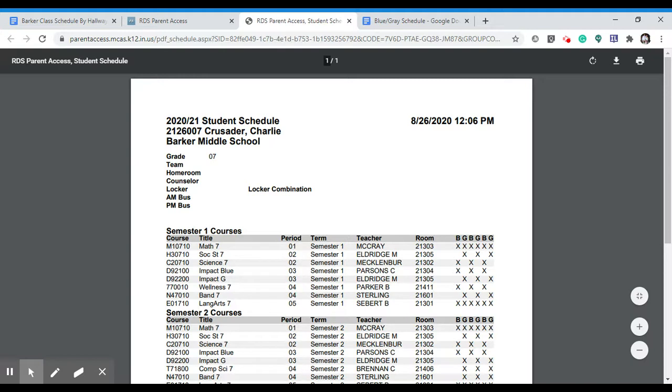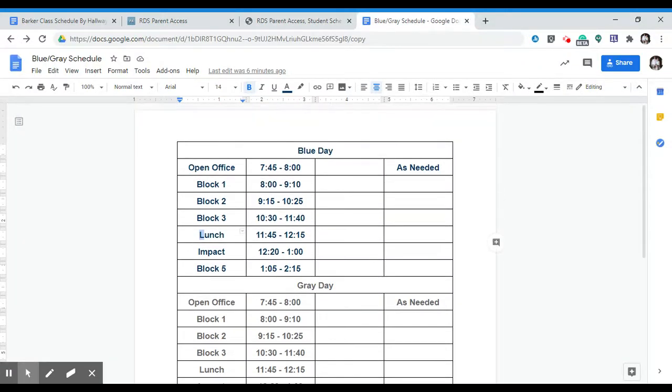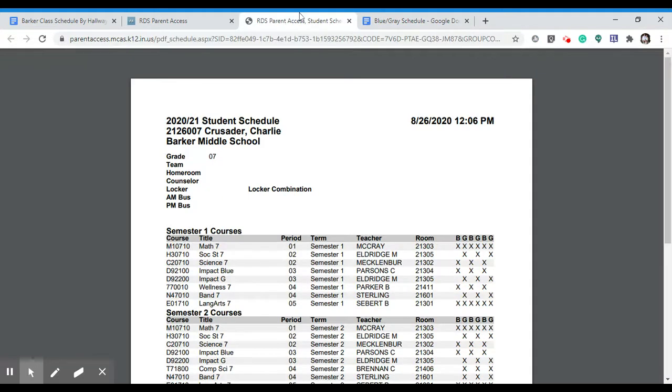Right off the bat, for Charlie, he has math, first period, with Miss McCrae. And if I look at blue and gray, there's an X under B and G. So I have math every day, blue and gray, first block. So I'm going to go to this Google Doc, and the link will be by the video. I'm going to type in McCrae and math. I'm also going to go to the gray day and put McCrae and math. Okay, so my first block is set.